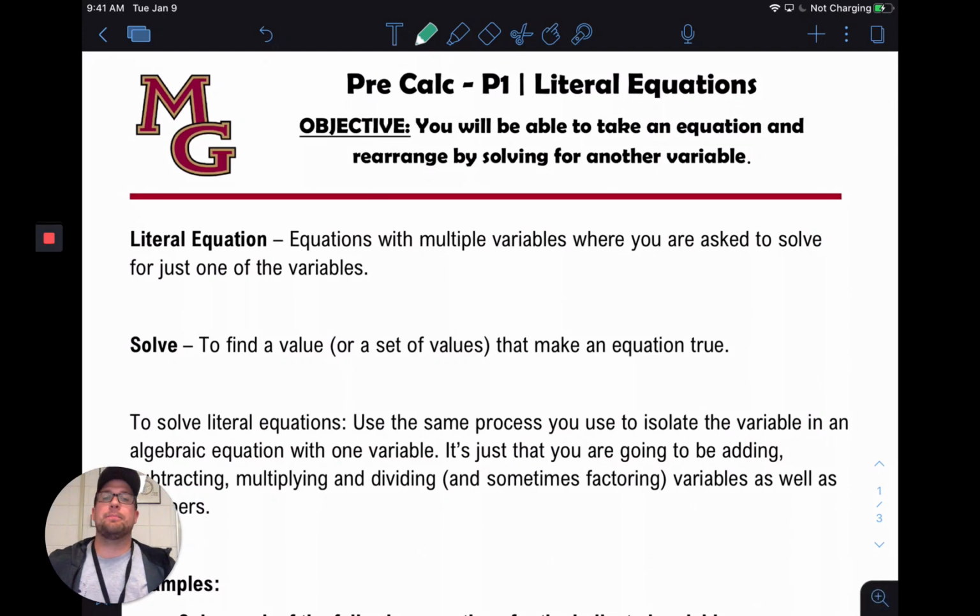Today we're going to be talking about P1, which is our literal equation section. Our objective today is that we will be able to take an equation and rearrange by solving for another variable.